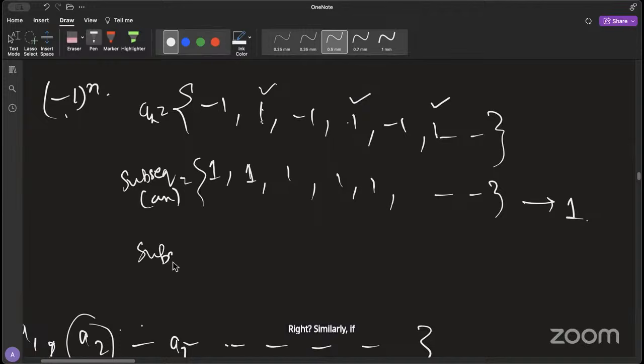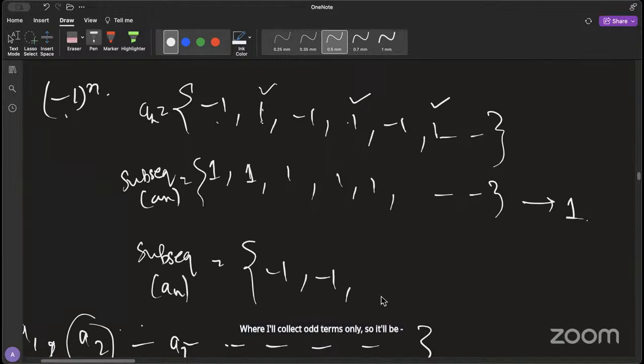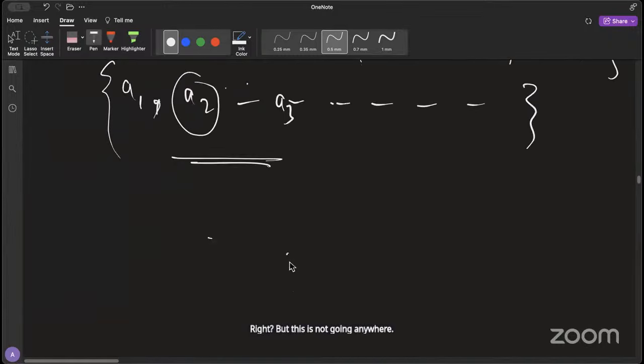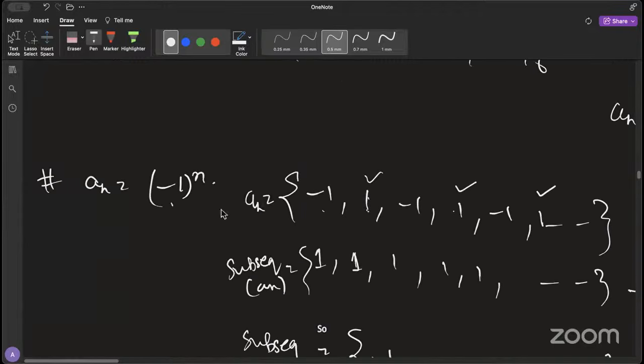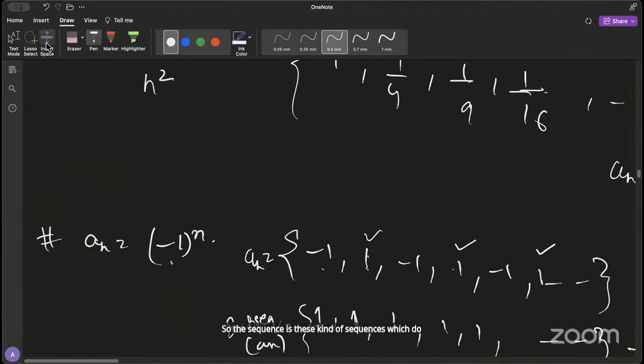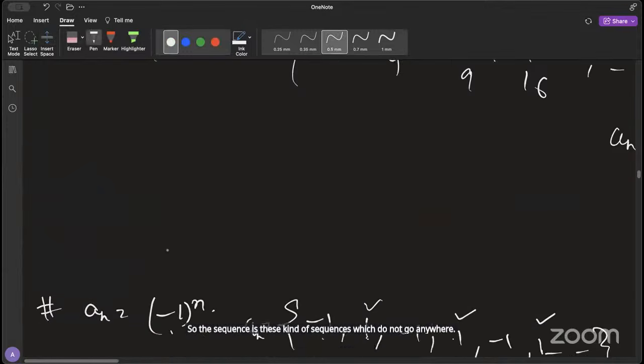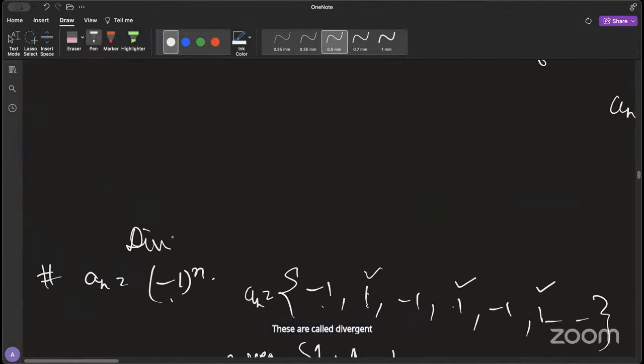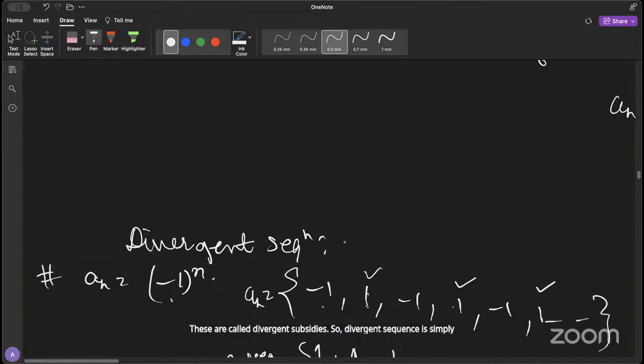Similarly, if I take another subsequence of an, where I collect odd terms only, it will be minus 1, first term, then third term, then fifth term. This will go to minus 1, right? But the original sequence is not going anywhere. So these kinds of sequences which do not go anywhere are called divergent sequences. A divergent sequence is simply a sequence that is not convergent.